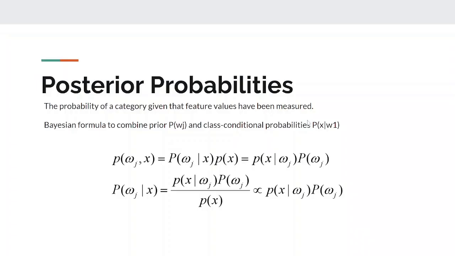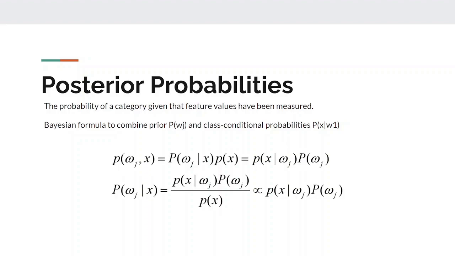Posterior probabilities. The probability of a category given that feature values have been measured. Bayesian formula to combine prior, for example, probability Wj and a class conditional probability, for example, probability X given W1.